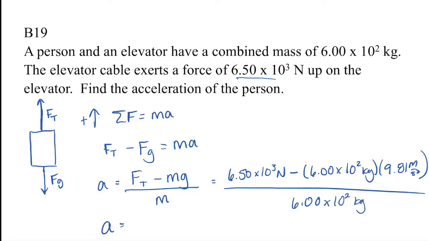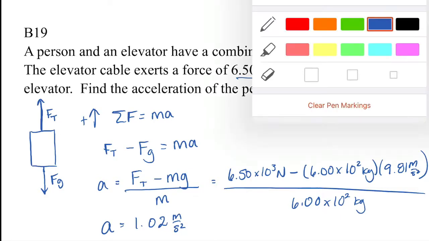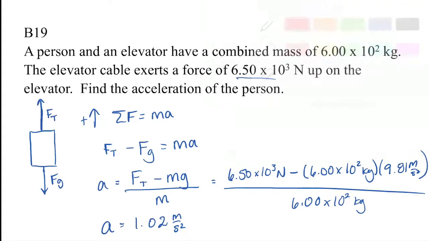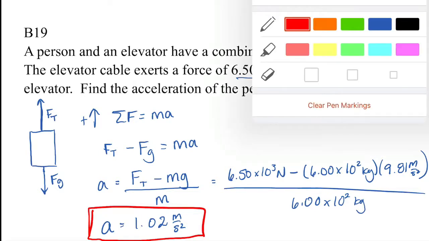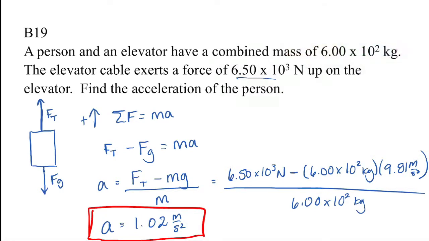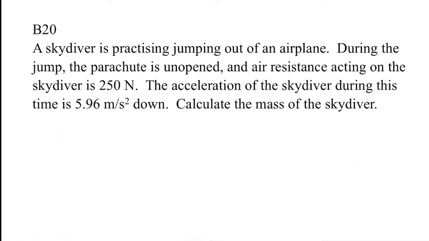And what do I get for my acceleration? I get 1.02 meters per second squared. So yeah, that's to be expected because, as we saw, the force of tension wasn't that much bigger than the force of gravity. So it's accelerating upwards at a nice, slower pace.